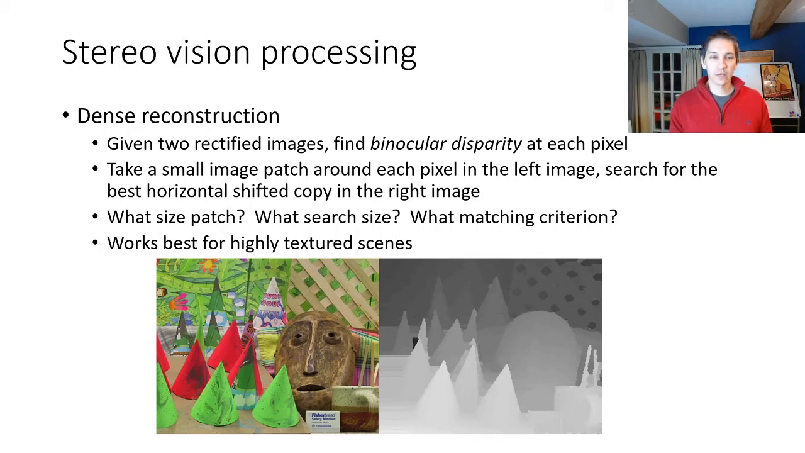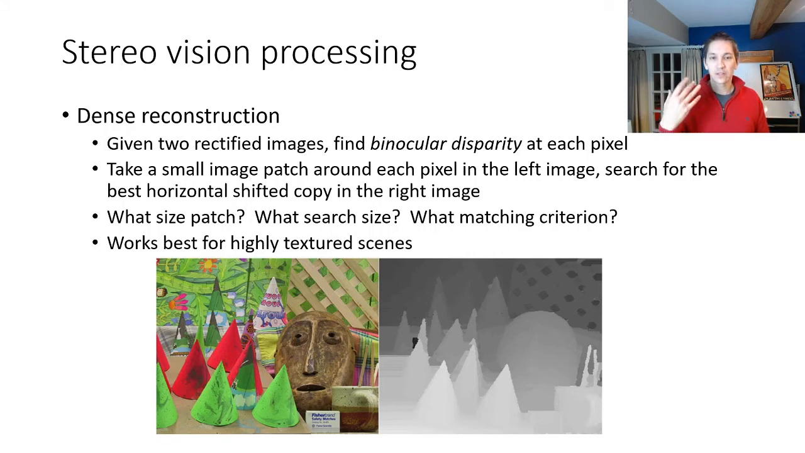So the idea is that if we can recognize some part of the image on one image, usually taking the left image as the reference, and then find the same patch in the right image, then we can try to search for how much that has been shifted. And then this corresponds to the depth by an inverse transform. So the less binocular disparity you get, the farther the object is away.